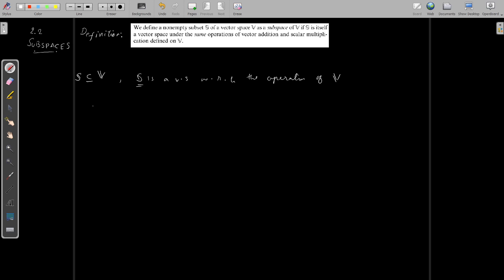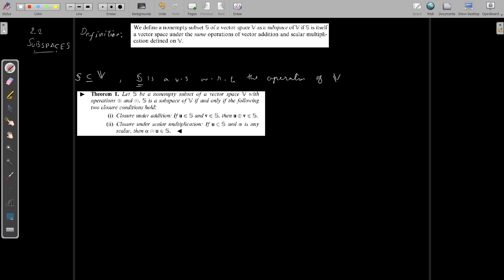First, we have a theorem, theorem 1. That is the characterization of a subspace. That means how will you check whether a subset is a subspace or not. That is the idea of this theorem. This is the statement of the theorem.